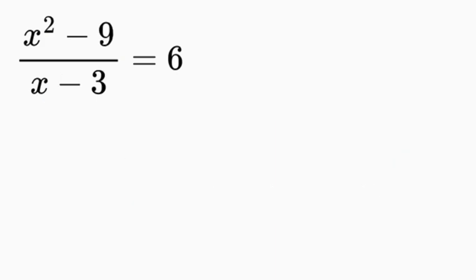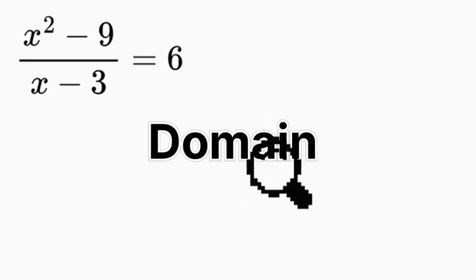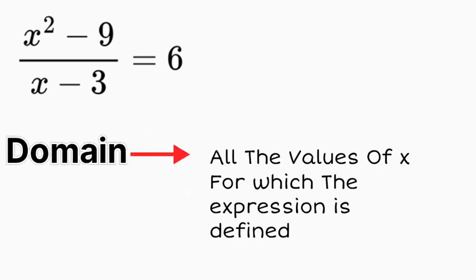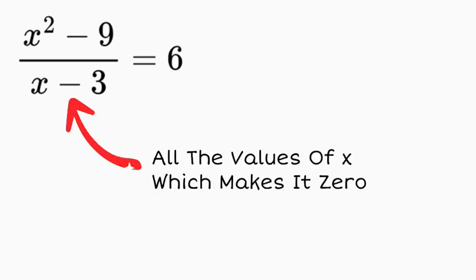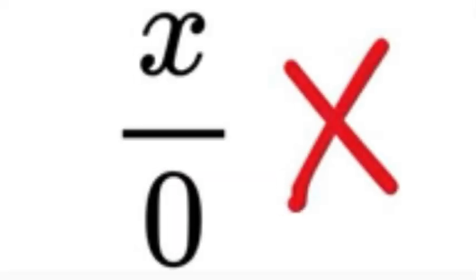Therefore, before solving anything, the first thing we should do is to check the domain, which means finding all the values of x for which the given expression is properly defined. For our case, this simply means identifying the values of x that make the denominator equal to 0 and excluding them right away, because we all know that division by 0 is not allowed.